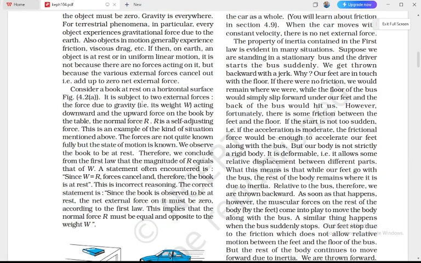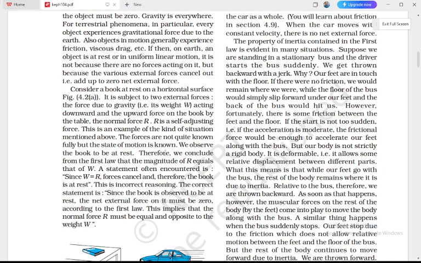Consider a book at rest on a horizontal surface. It is subject to two external forces: the force of gravity, that is, the weight W acting downward, and the net force on the book by the table, the normal reaction R. R is a self-adjusting force. This is an example of the kind of situation mentioned above. The forces are not quite known fully, but the state of motion is known.